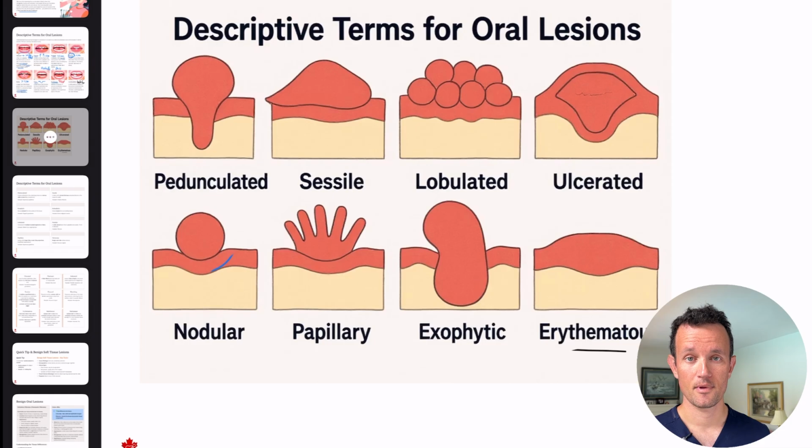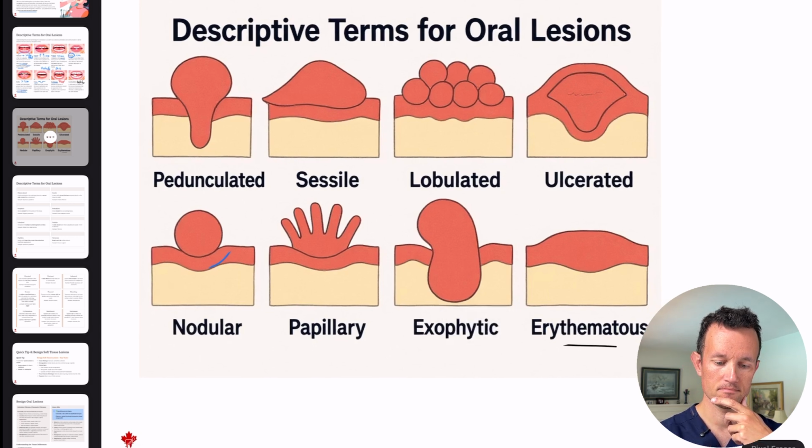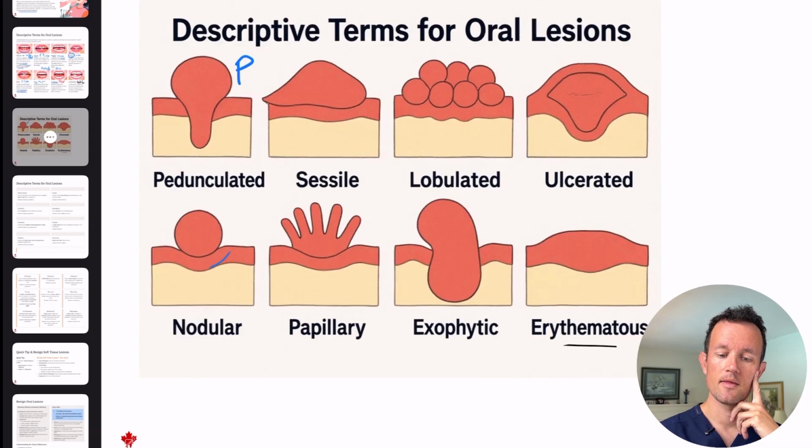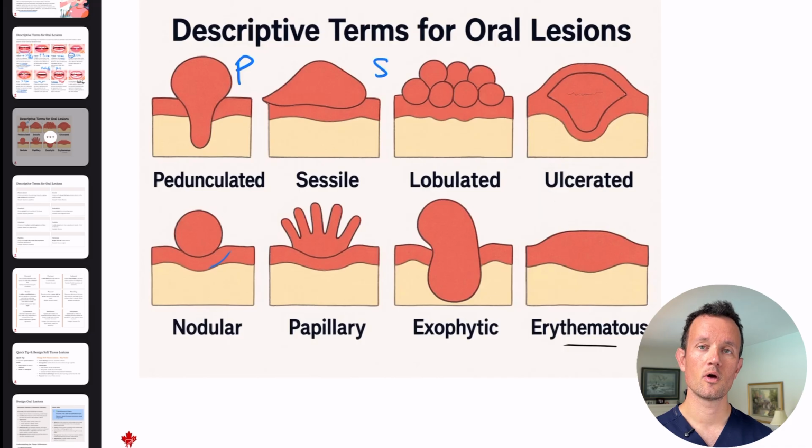Descriptive terms of oral lesions. Pedunculated. It's sticking out. I like to think of like a pea, because the letter P is kind of like a little stalk. It's sticking out. Pedunculated. It sticks out like a mushroom. Sessile. This is sessile. This is smooth.